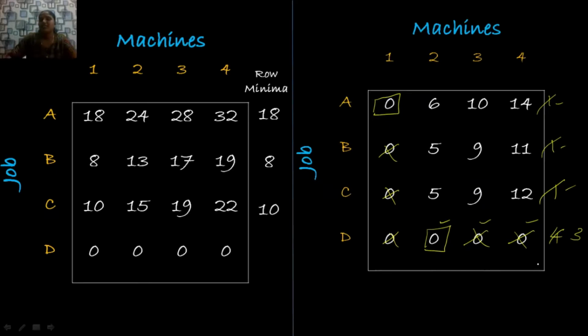So after this, let us check whether each row has exactly one assignment. Here the first row has an assignment, whereas the second row and third row don't have any assignment, and the last row has an assignment, which means the current assignment is not optimal. So we move on to the next step. In this next step, what we are going to do is draw a minimum number of straight lines which covers all 0 elements.